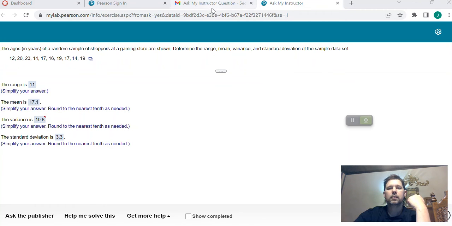All right, so I have this question from Ask My Instructor. So we have here a random sample, okay? So it's a sample. It's not a population because this is not all the shoppers in the world. This is just some of them. So first thing to note is it's a sample, not a population. And then we want to calculate all these things: range, mean, variance, standard deviation. Okay, so the question I got was how do you calculate this by hand?